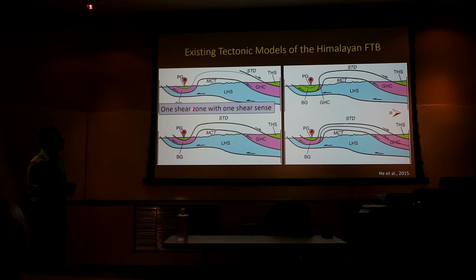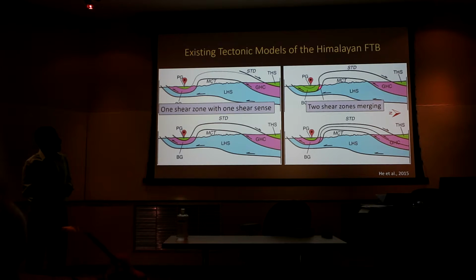So the first model says that the STDS actually never came all the way to the leading edge of the thrust belt. So as a result, we would see only one shear zone north of the Klippe, and the Klippe rock will be made of greater Himalayan rocks. The second one said the STDS actually came all the way to the leading edge and merged with the MCT right north of the Klippe. So the majority of the Klippe would be made of Tethyan Himalayan rocks, and we would see margin shear zones over here. So possibly we'll find two shear zones very closely spaced and with confusing senses of shear just because of overlapping.